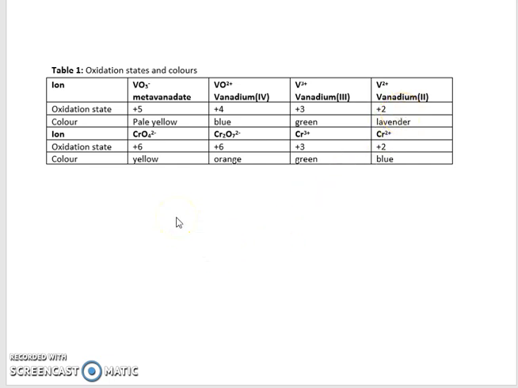We will also be looking at chrome. If you've got chrome with oxidation state of +6, it's yellow or orange depending on the pH. If you've got oxidation state of 3, it will be green, and if you've got an oxidation state of 2, it will be blue. We will be adding zinc to chrome and it will turn blue, and then we will expose it to air and it will be oxidized in air and it will return to green.